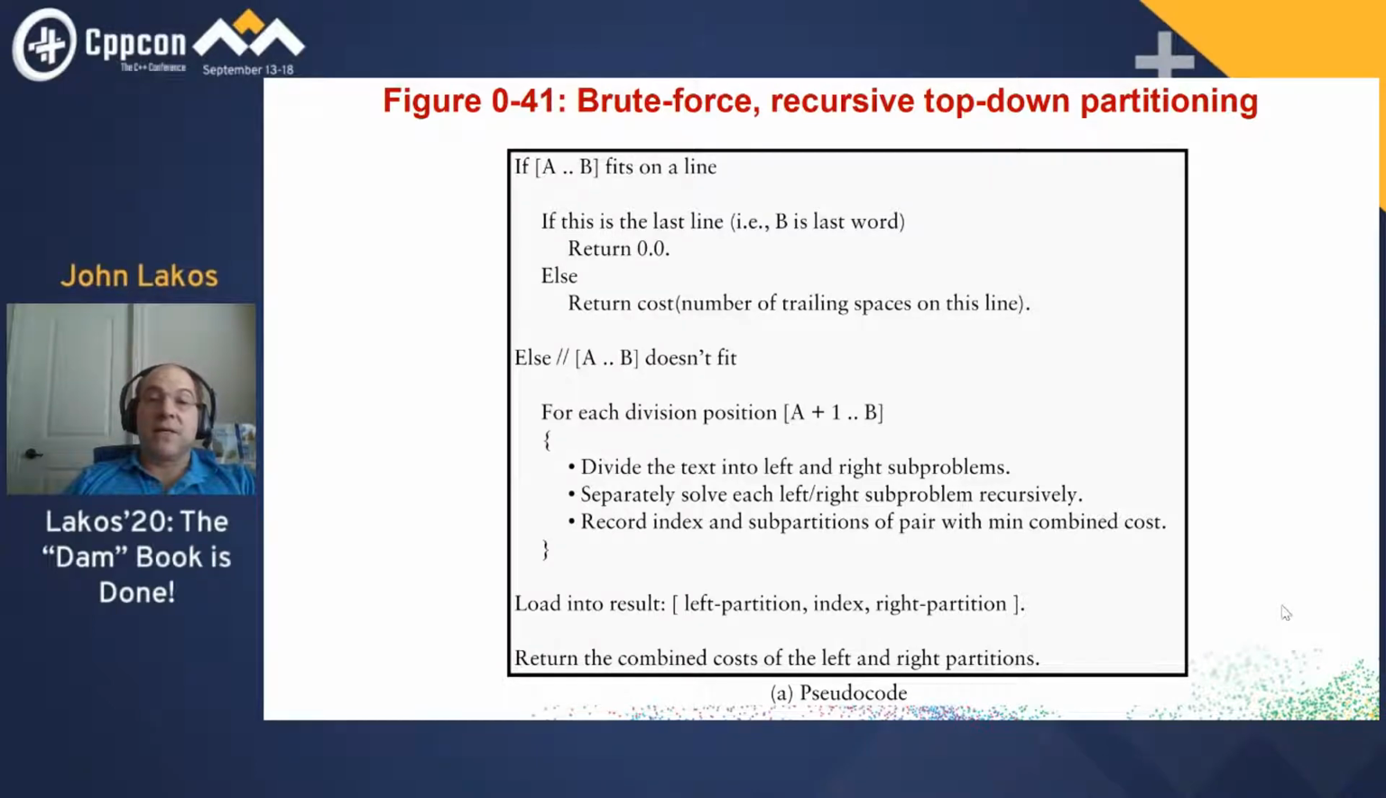The pseudocode looks something like this. We're going to say if a particular sequence of words fits on a line, great. If it doesn't fit on the line, which is a parameter to the function, then we're going to partition it every way we can by dividing it in every possible partition pair, solve the problem recursively, and then take the pair that has the least sum cost and return that as the answer to the question.